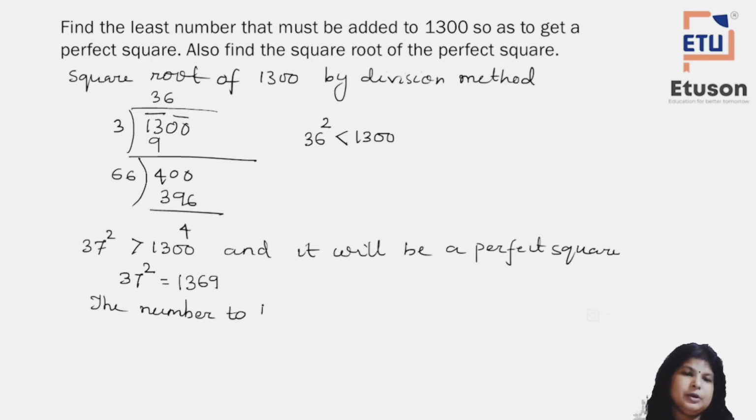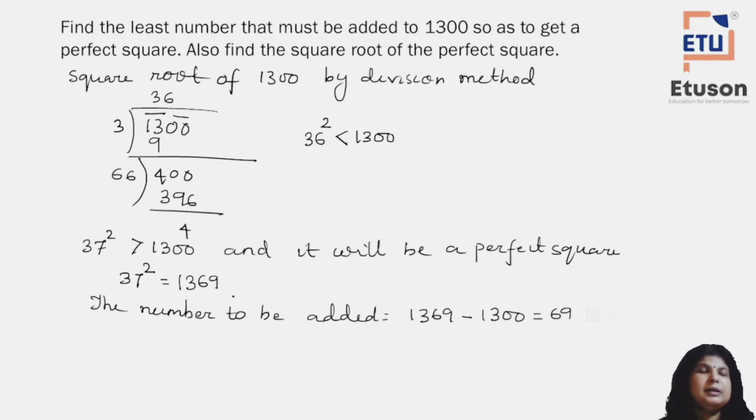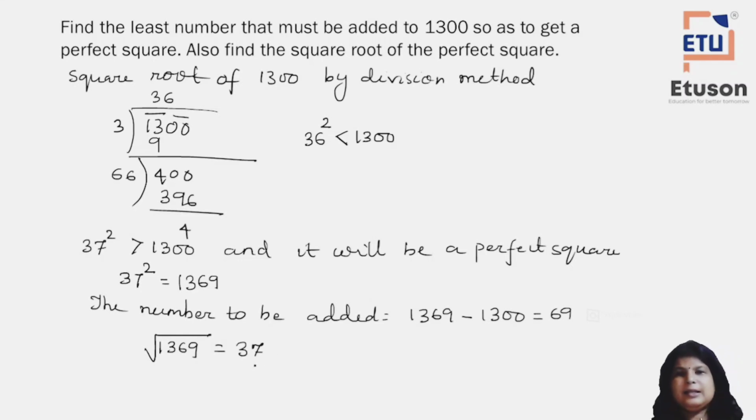So the number to be added is equal to 1369 minus 1300, that is equal to 69. So now your least number which is a perfect square is 1369. And what about its square root? So 1369 square root is equal to 37. Correct, children? Hope you have understood this problem.